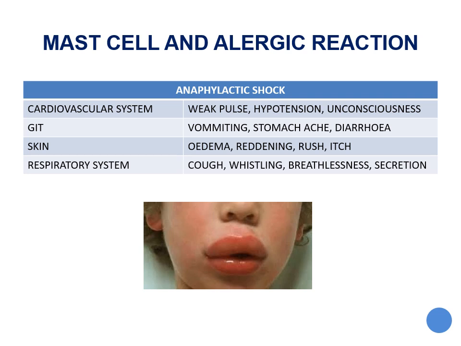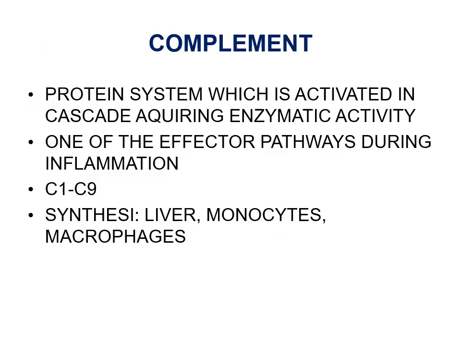The high allergic reaction is called anaphylactic shock, and it usually is expressed by weak pulse, hypotension, unconsciousness. In the gastrointestinal tract, it's vomiting, stomachache, diarrhea, edema, reddening, rash, itch at the skin and respiratory system, cough, whistling, up to breathlessness and secretion. Those are the allergic reactions, which are actually normal immune reactions, but they react at a higher level and to the things they are not supposed to react to.